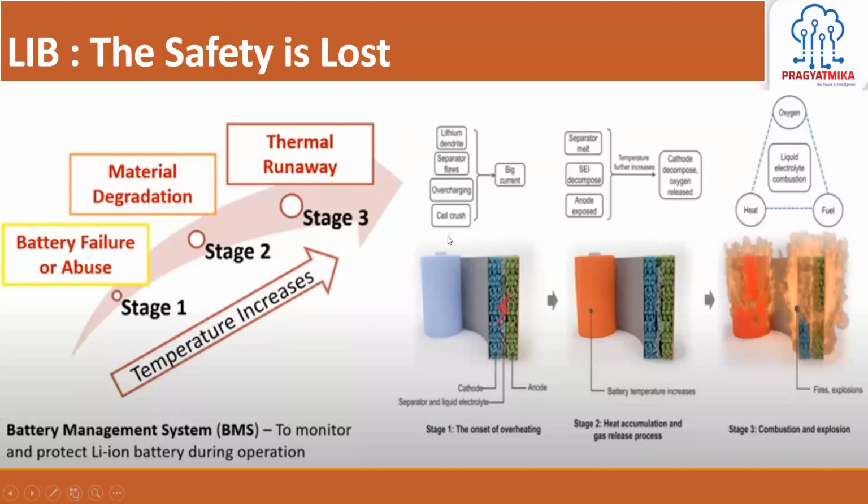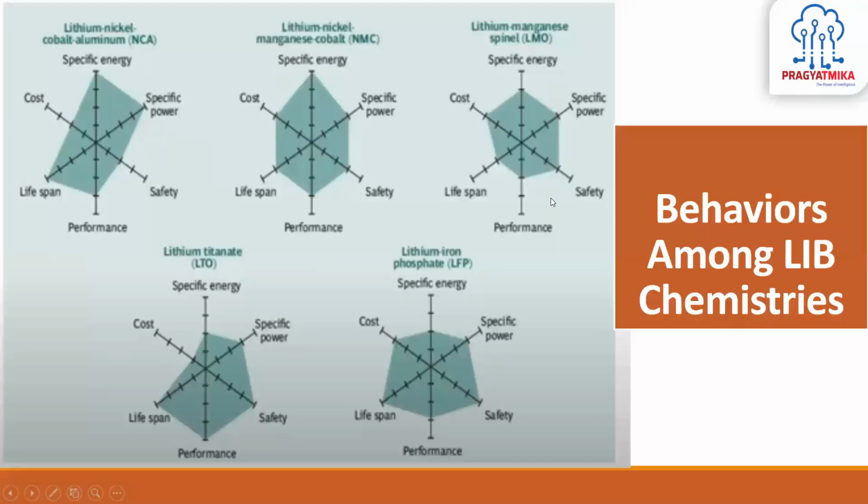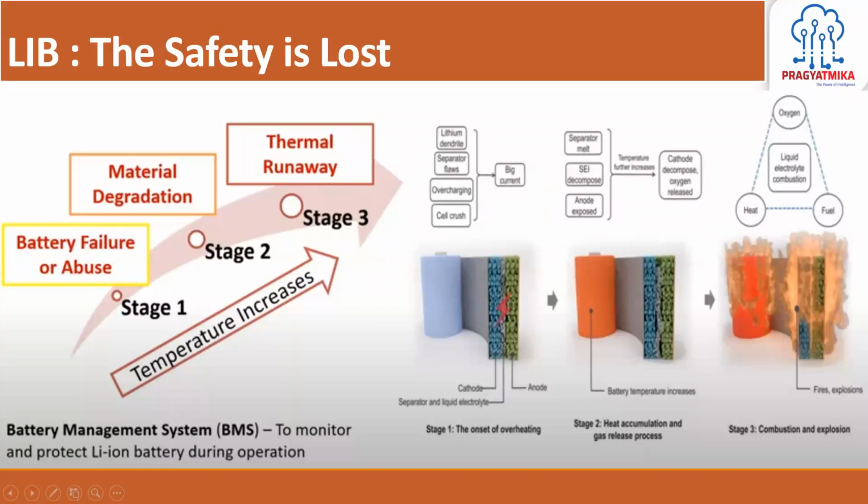So it is the cell crushing or overcharging, separator tearing or dendrite growth. All these things lead to the excess bleeding of current, which further leads to your separator melting down. The temperature further increases and your cathode decomposes first. Thereafter, due to the cathode decomposition, the oxides are emitted, and they come into direct contact with air oxygen, and with the heat there, the fire is there, and that leads to more heat.